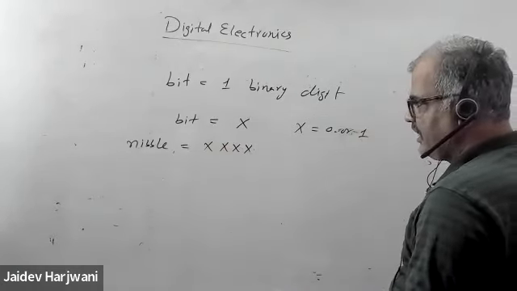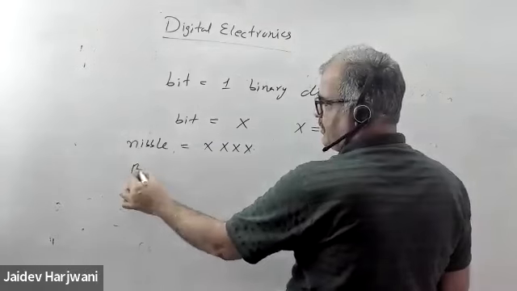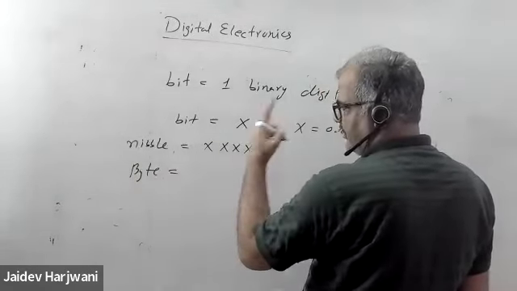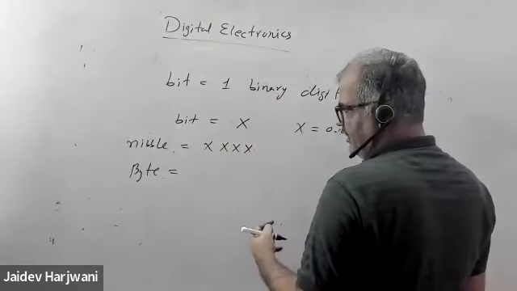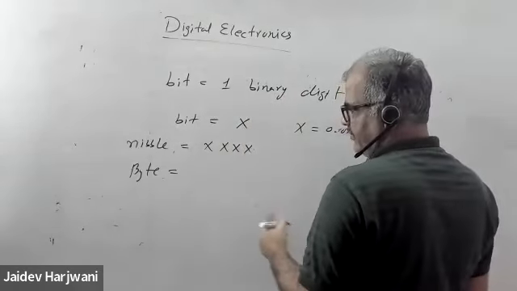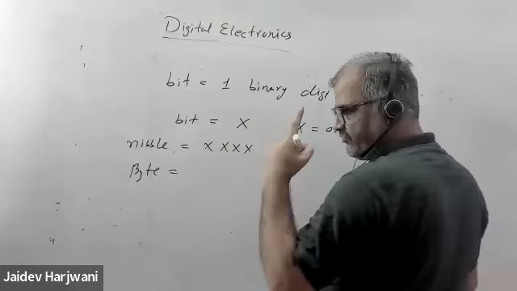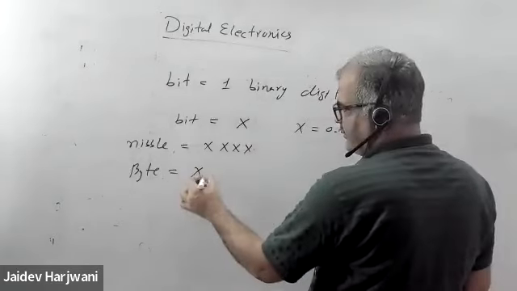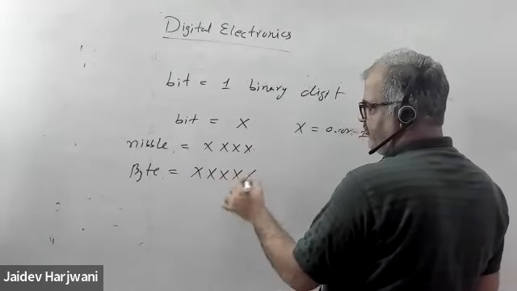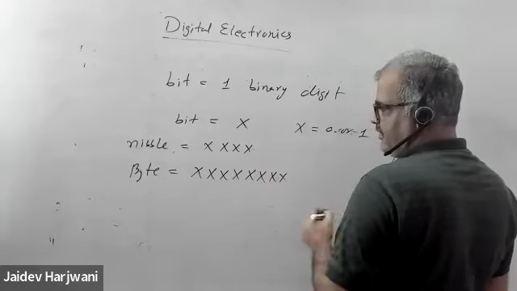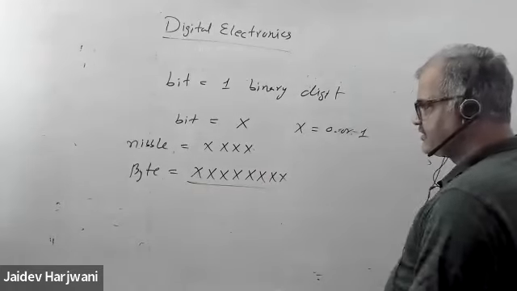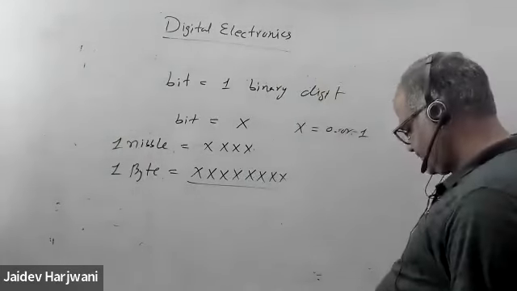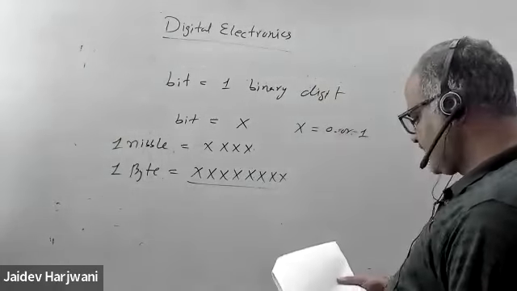Okay, similarly if I want to write a byte, it means the combination of 8 bits. One single binary digit is called a bit. The combination of 4 digits is called a nibble, and the combination of 8 bits is called a byte, 1 byte. So you have to remember your x can be 0 or 1.